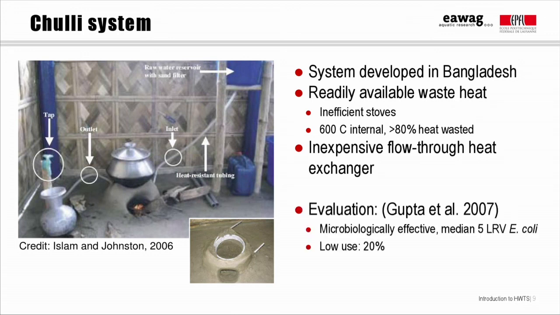However, an evaluation made in 2007 found that while it was microbiologically effective, with a median of 5 LRV of E. coli, only about 20% of people who received the Chulli systems were actually using them. So compliance was a definite problem.